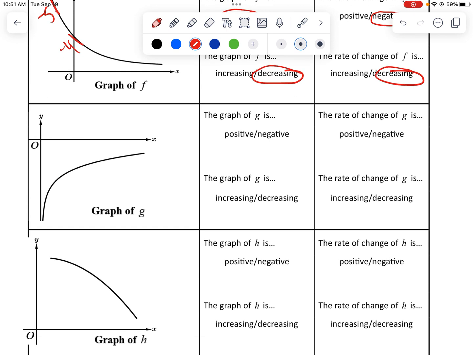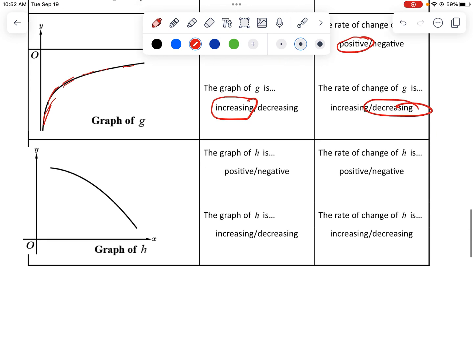Now what about this one? The graph is negative. It's under the x-axis. The rate of change is positive. The graph is increasing, and our rate of change, we can see it's positive, but it's slowing down, so the rate of change is decreasing.